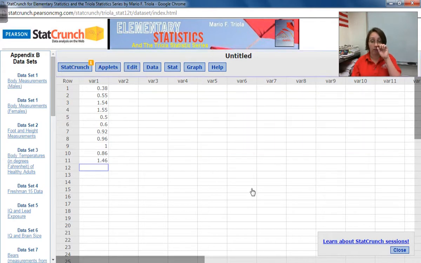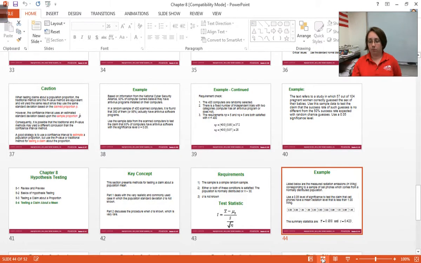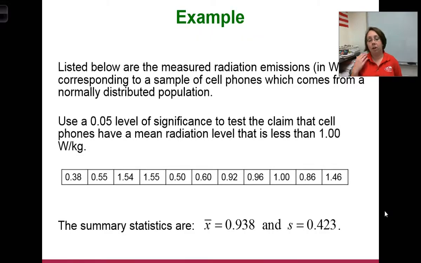You will need StatCrunch in a minute, so I'm going to hold off. I'm going to keep this up here, but we're going to come back to it. I'm going to show you how to use it further. Okay, so we have our sample, we have our sample mean, our standard deviation. We would do a hypothesis test at this point.